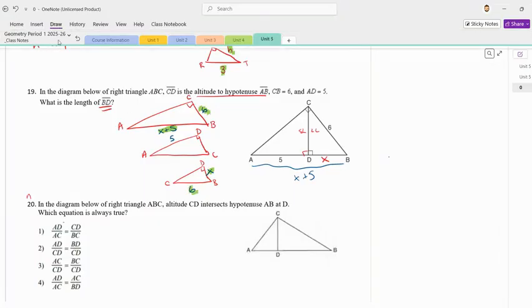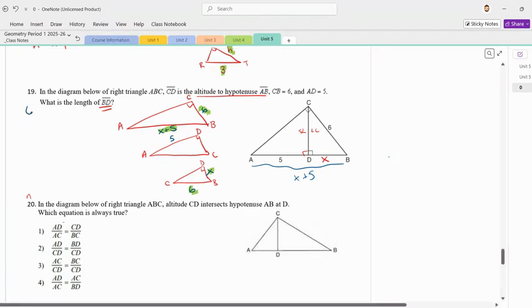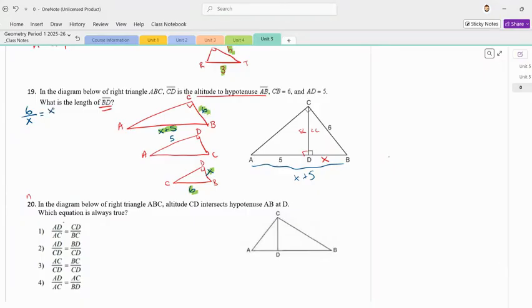And so now I can go ahead and make my proportion. So I can say, well, 6 is corresponding to X. And because the triangles are similar, that has to equal X plus 5 over the other corresponding side, which is 6. And so when I cross multiply, we're going to get 36 is equal to X times X plus 5, which is going to be X squared plus 5X. We are going to get this equal to 0 by moving this 36 to the other side. You get X squared plus 5X, take away 36.